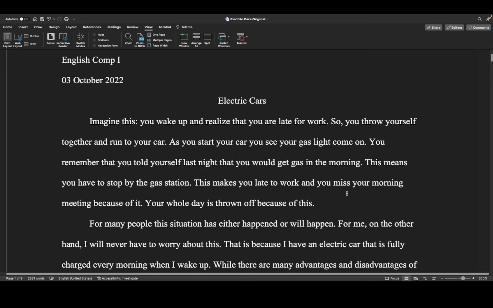This makes you late to work, and you miss your morning meeting because of it. Because of it is the same thing here. We've already implied this. We know that you're late and you're missing your morning meeting because you had to stop to get gas, right? And so we can get rid of that. Your whole day is thrown off because of this. Again, it's not like some mystery thing we haven't mentioned. We know your whole day is thrown off because you're late to your meeting.